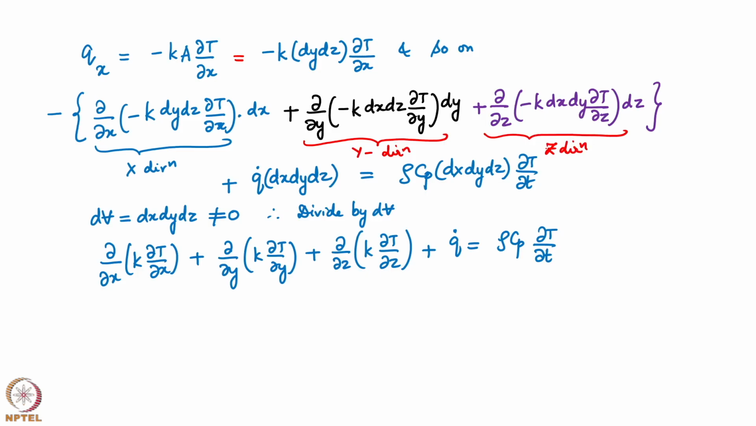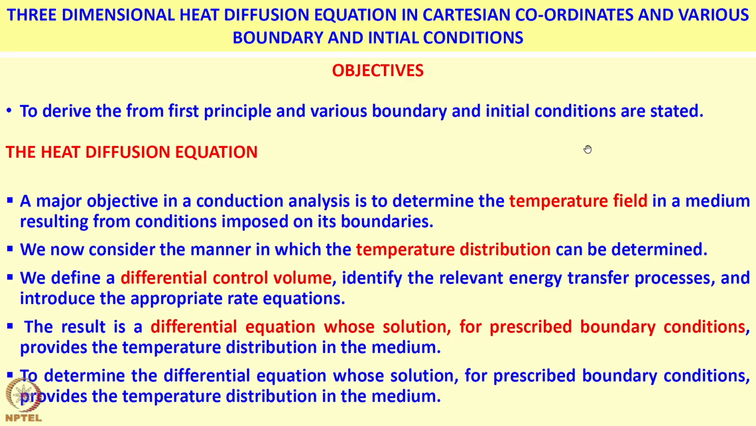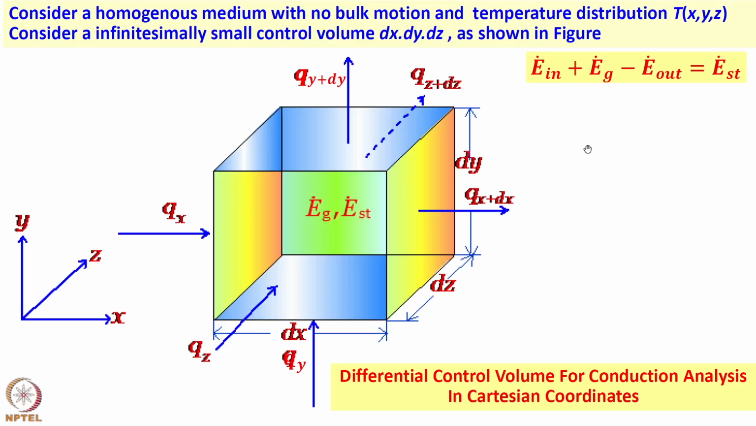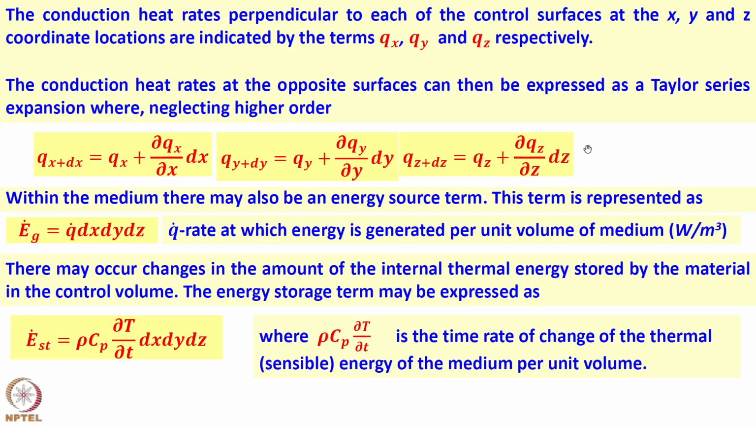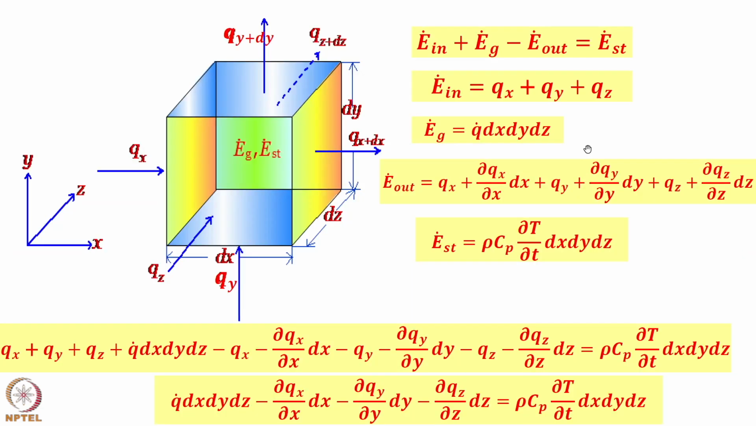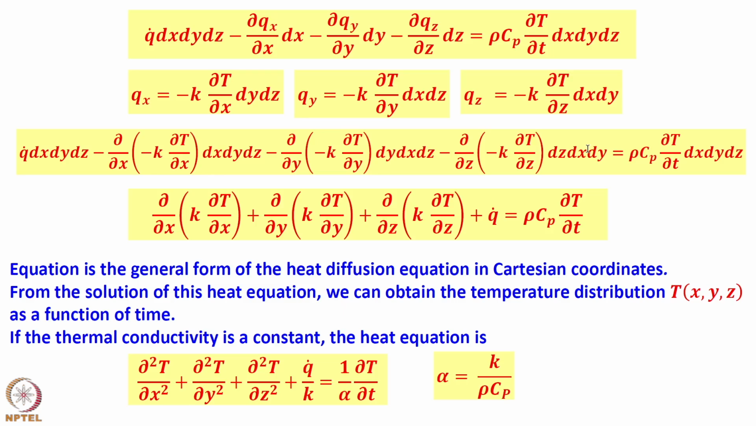Let me just go back to the slide and show you what is there. So, this is what we started with, and we have the control volume as shown here, and then we have the equation set up. E dot G is there, E dot ST is there, everything is there, and every step that has been done here has been written out for you, and this is where we landed finally.